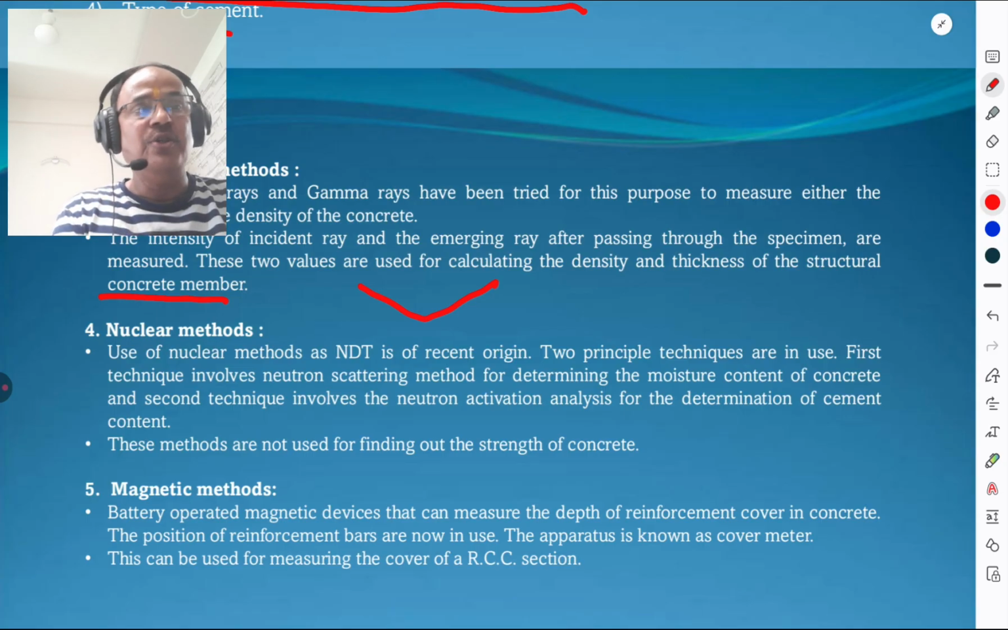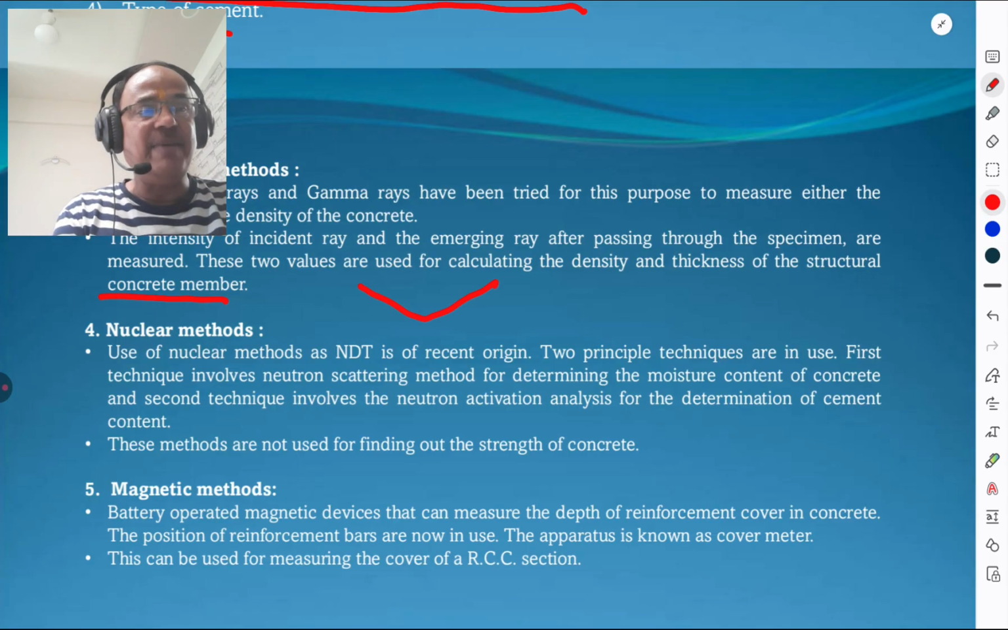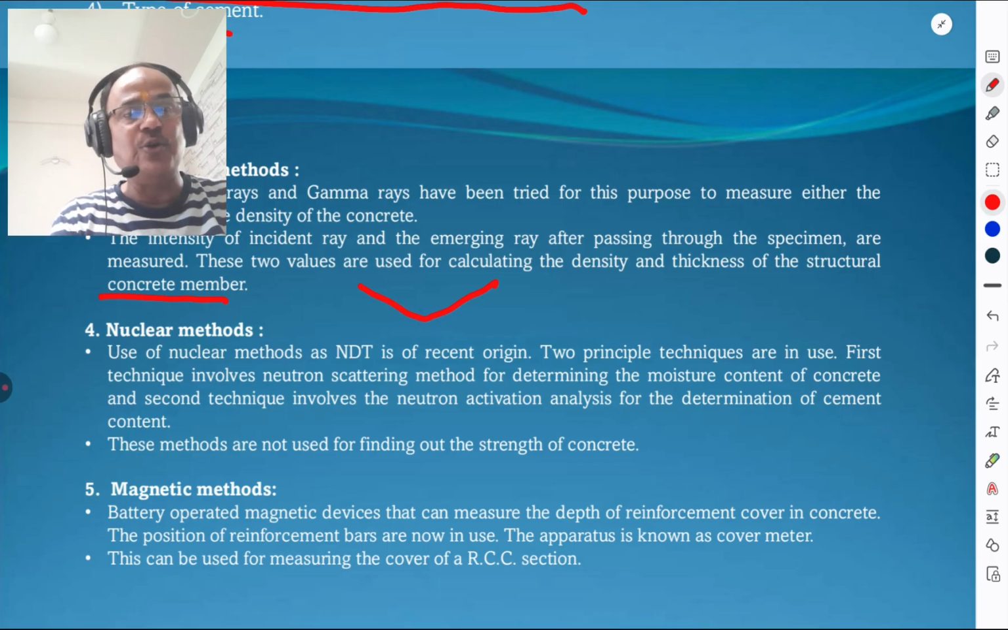The use of nuclear methods as a non-destructive testing is of recent origin. Two principal techniques are in use. First technique involves the neutron scattering method for determining the moisture content of the concrete, and second technique involves the neutron activation analysis for determination of the cement content.